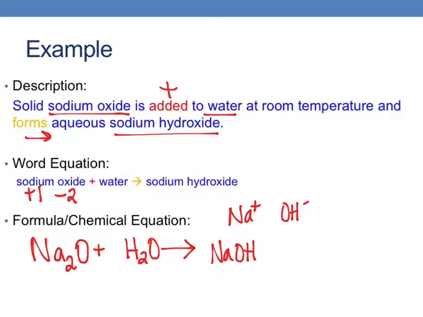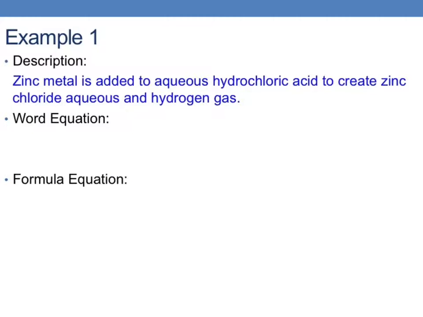Questions on that one? Everybody good? Okay. I'm going to be lazy here. Zinc metal. So for the word equation, we just want to take all the fluff out. So we want zinc is added to hydrochloric acid to create zinc chloride and hydrogen. Okay? Put that into a formula.